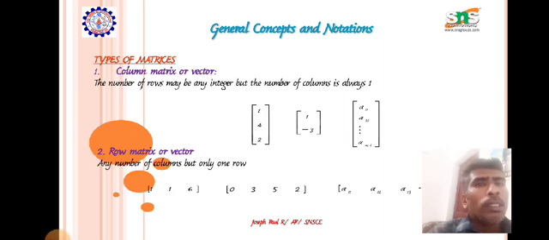Next, the row matrix has any number of columns, but only one row. The examples are given: one row and 3 columns. The second example is one row with 4 columns, and in general we have one row with n columns.